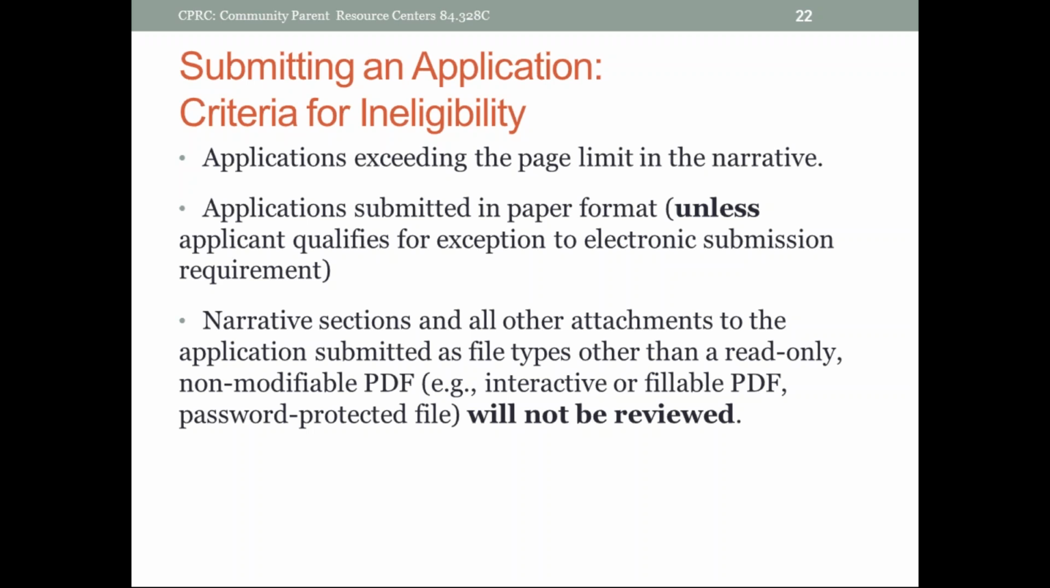Narrative sections and other attachments that are not in read-only, non-modifiable PDF form will not be reviewed. So like I said, if you put something in Word and it does not convert to PDF, our reviewers are not required to read that, and they won't be able to. They won't see it. It's there, but they will not be able to see it, and therefore will not consider it when reviewing your application, even if you're eligible otherwise.